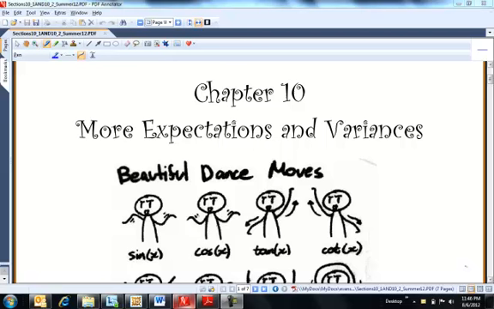Hi, the end is in sight, right? We are in chapter 10. This is our last chapter. I think we'll just do a few sections, do a little review, be done.